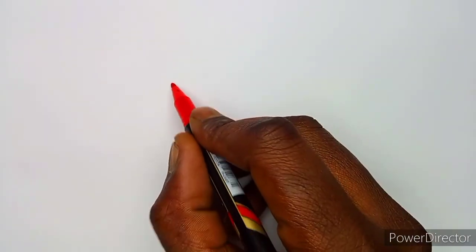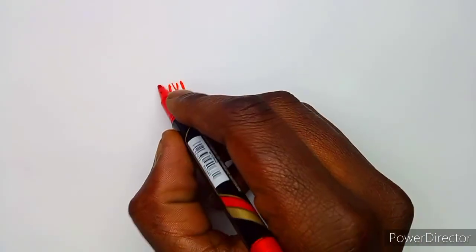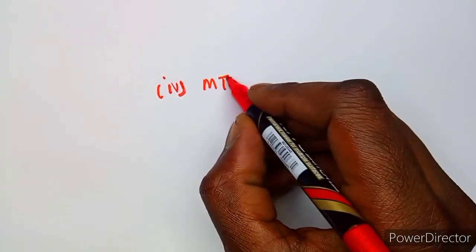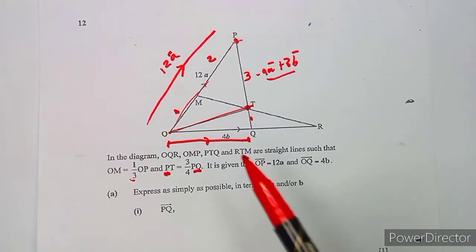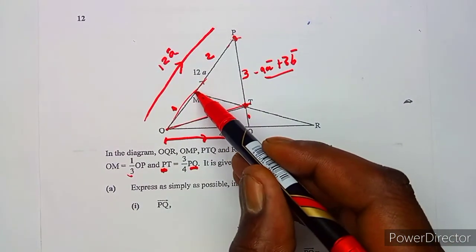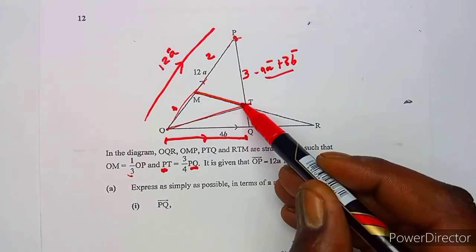Okay, so let's see which route we are going to take in this case. Take note, the route is from M to T. So we have to start with M going to T on our diagram. Where is this diagram? Okay, here. This is our M to T, MT, this one.